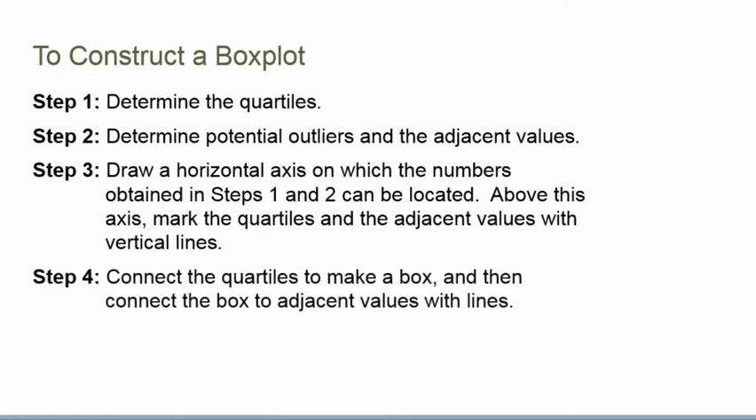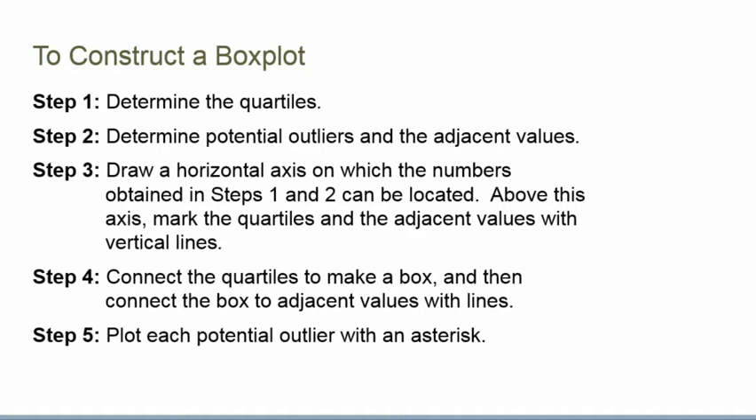Step 4, connect the quartiles to make a box, and then connect the box to adjacent values with lines. Step 5, plot each potential outlier with an asterisk.